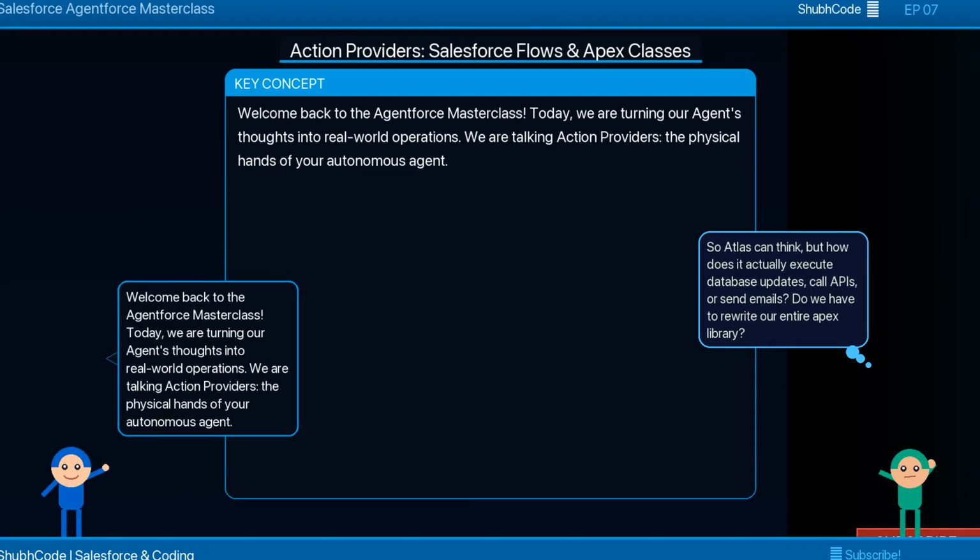Welcome back to the Agentforce Masterclass. Today, we are turning our agents' thoughts into real-world operations. We are talking action providers, the physical hands of your autonomous agent. So Atlas can think, but how does it actually execute database updates, call APIs, or send emails? Do we have to rewrite our entire Apex library?